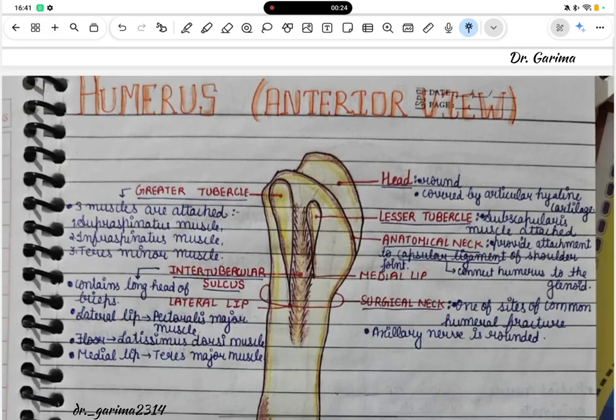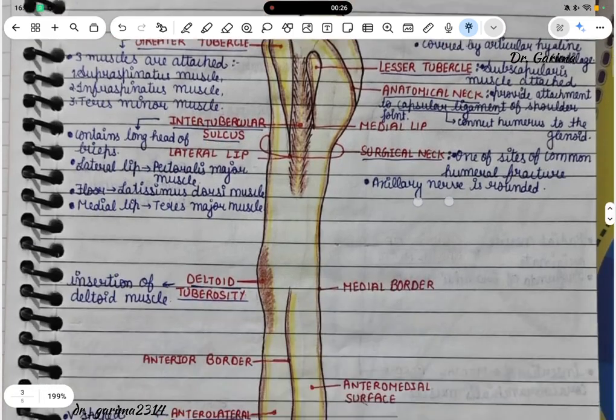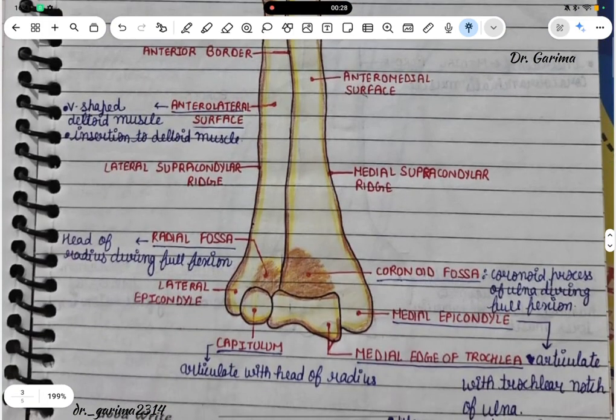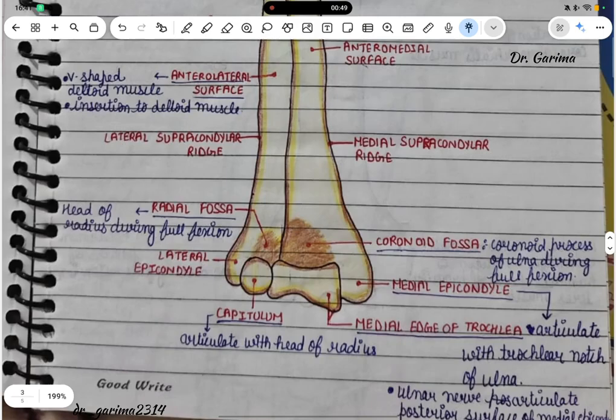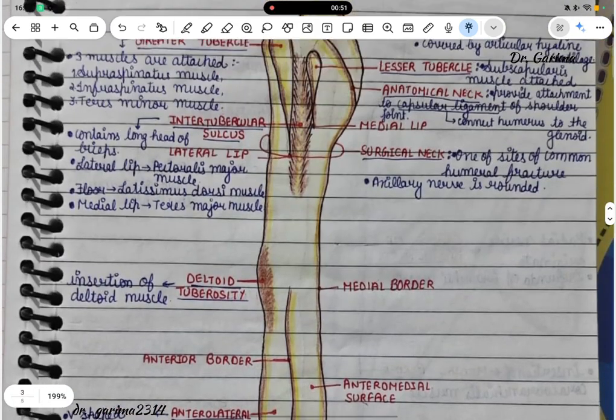neck, intertubercular sulcus. In the end of the humerus, we have the radial fossa, coronoid fossa, lateral epicondyle, medial epicondyle, capitulum, and the medial edge of the trochlea. Let's understand these one by one.